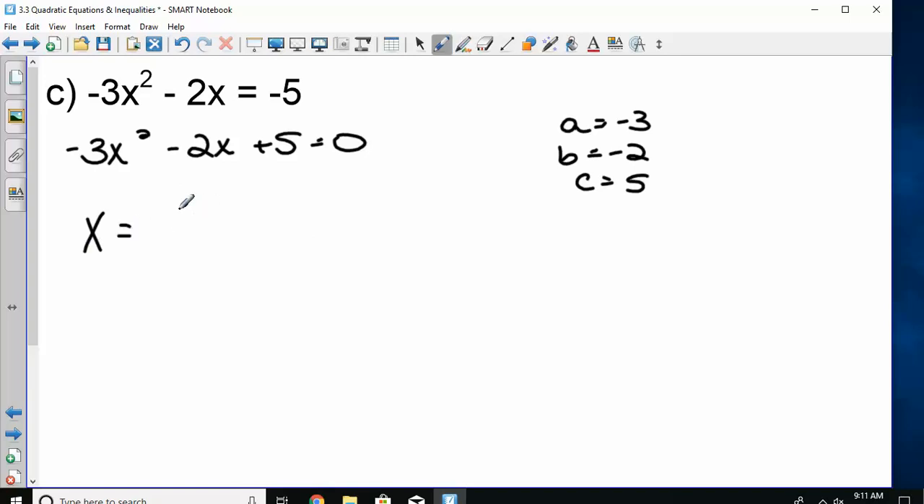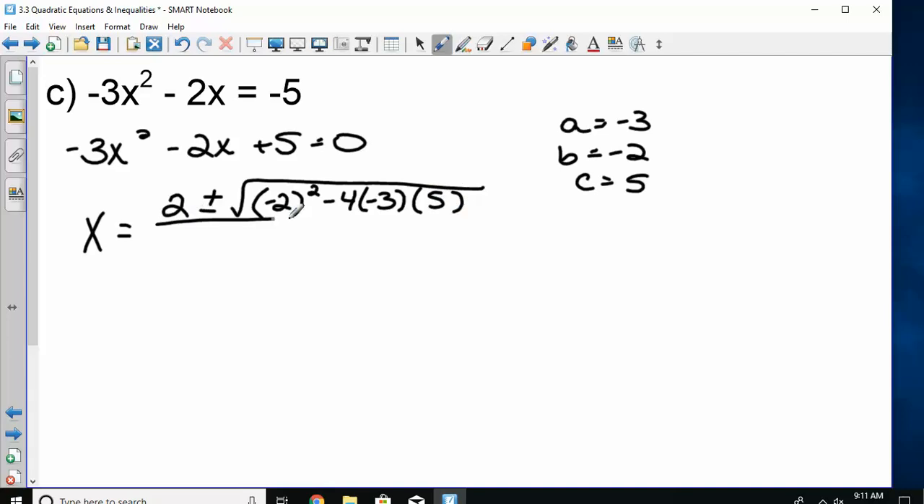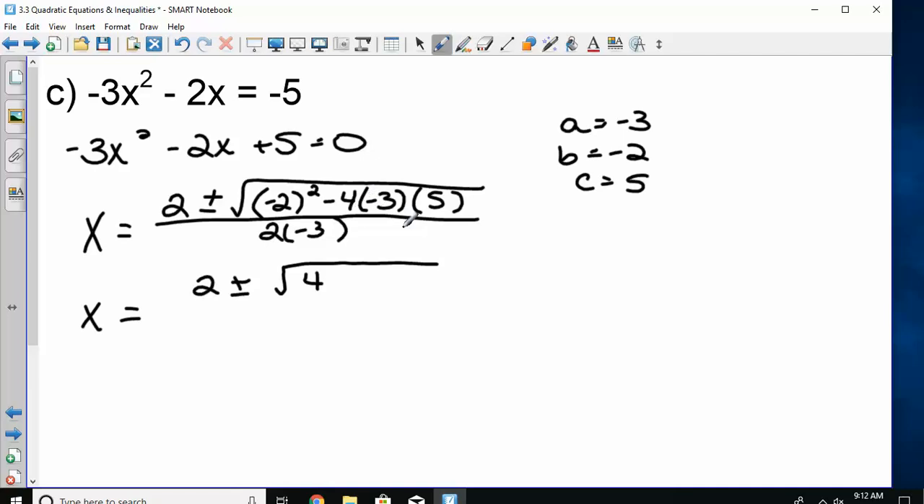So x equals the opposite of b, which would be a positive 2, plus or minus the square root of b squared minus 4ac, all over 2a. Okay, so negative 2 squared would be 4 minus negative, so plus 60.